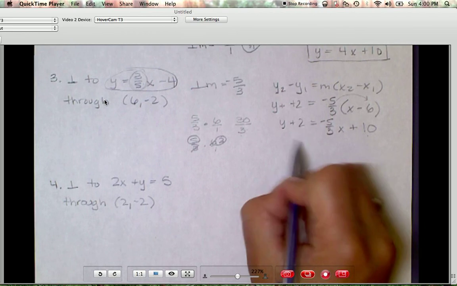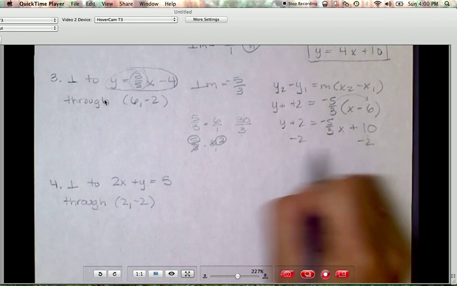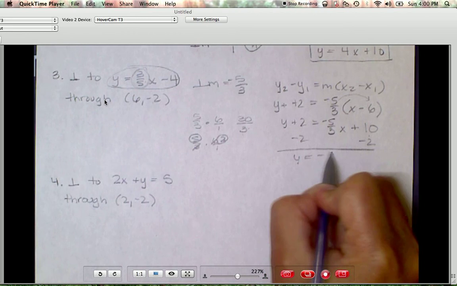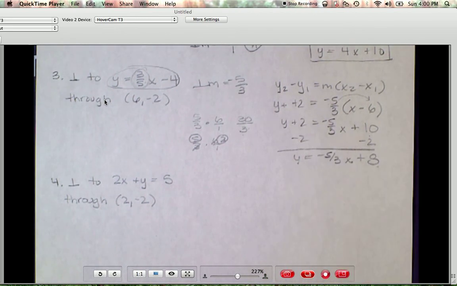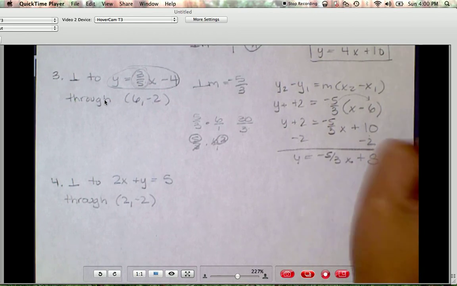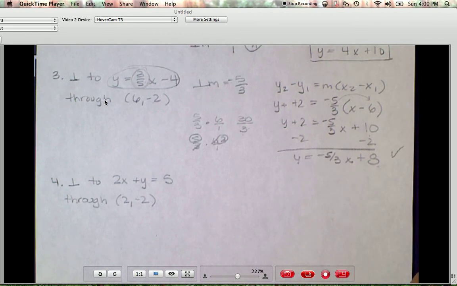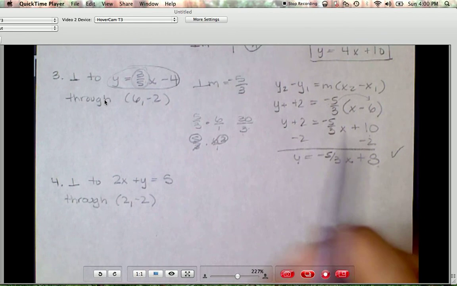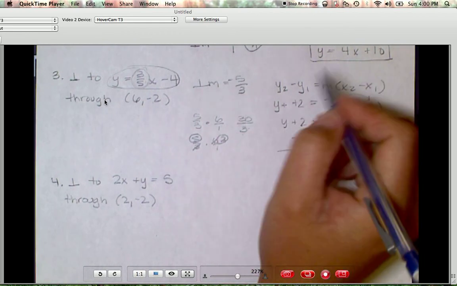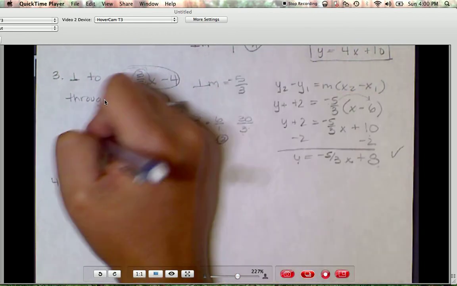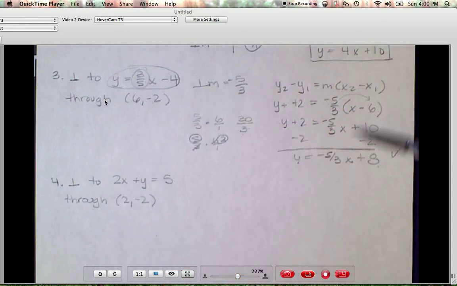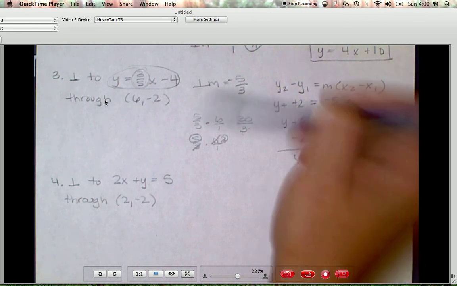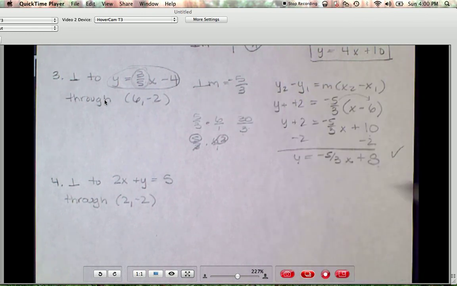Now we need to get the y alone, so we subtract 2 from both sides. Y equals negative 5/3 x plus 8. All right, if you got that completely right, give yourself a check. If you did not get it completely right, I want you to circle the place where you went wrong, or write a note where you went wrong. I did this wrong. And then make sure you correct the problem, so you have the correct work on your notes page here. Okay. How about number 4?